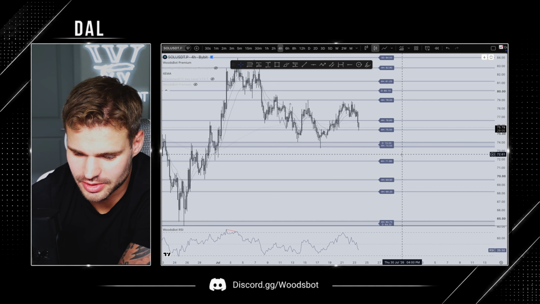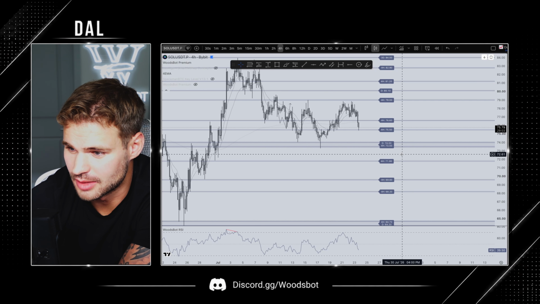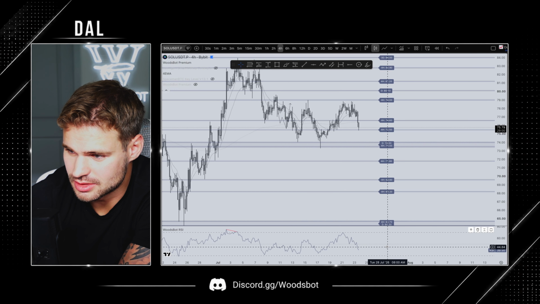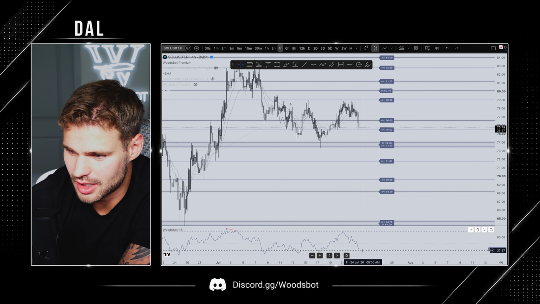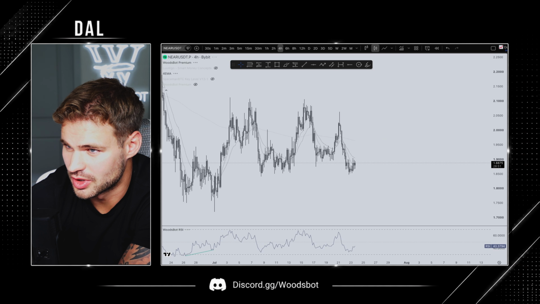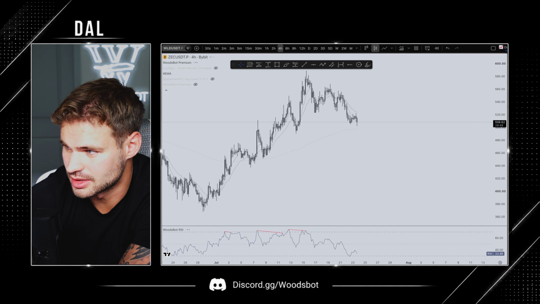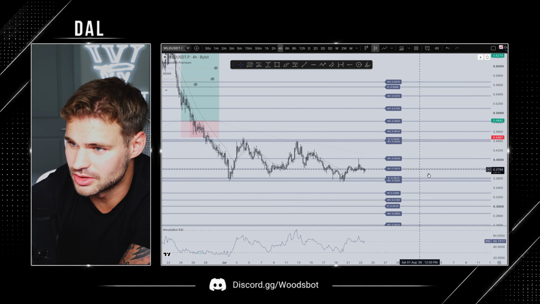I still think that we have room to move down. I think we're kind of in the middle, especially when I look at the 4-hour RSI. We're not oversold. That's one of the main indicators that I'm looking at right now, the fact that we're not oversold is kind of in a no trade zone for me.